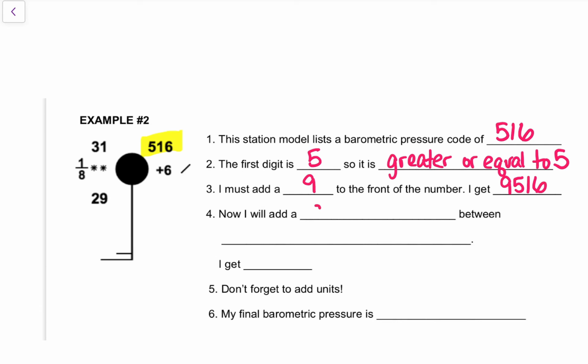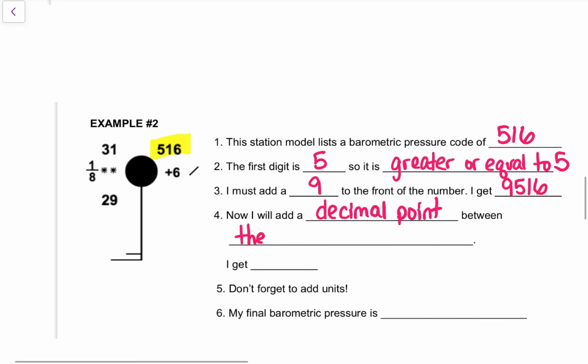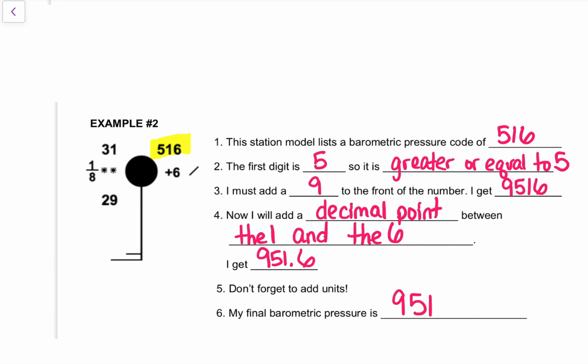Now I have to add a decimal point between the last two numbers, here it's a 1 and a 6. Between the 1 and the 6. When I do this, I get 951.6. Don't forget my units. My final barometric pressure is 951.6 millibars.